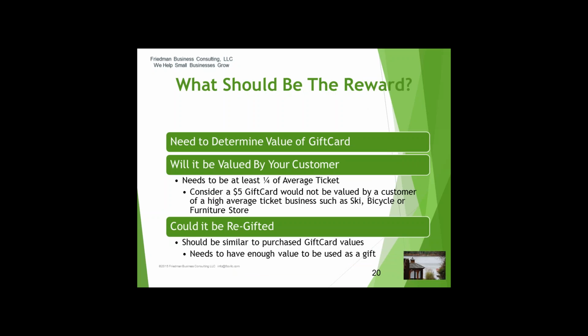So let's get back to designing the loyalty program. We need to determine then the value of the gift card.